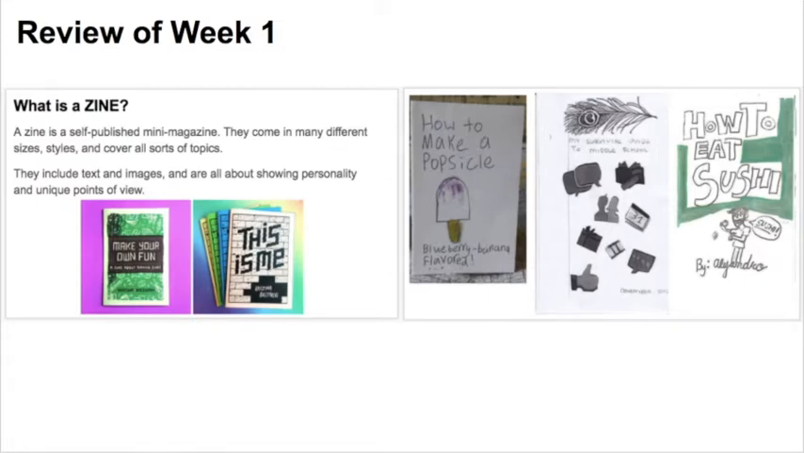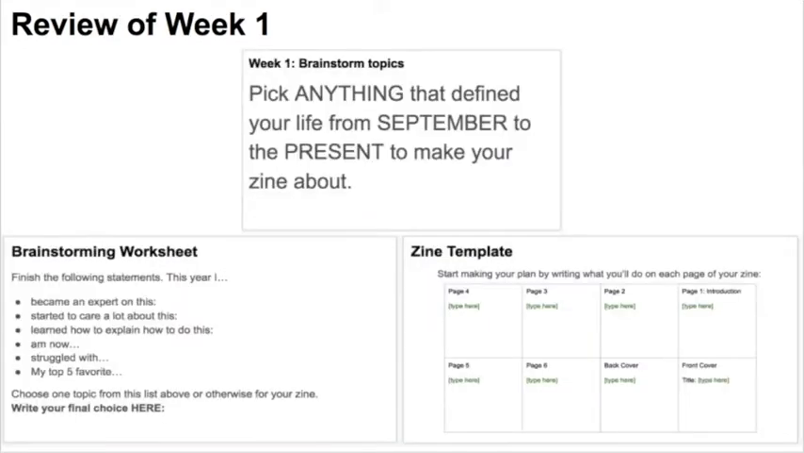On the right, you'll see a bunch of examples that I included in last week's video. So zines can cover any topic you would want. Here's how to make a popsicle, my survival guide to middle school, and how to eat sushi. So last week we brainstormed topics. You filled out a brainstorming worksheet, and then you planned out your zine using this template over here.